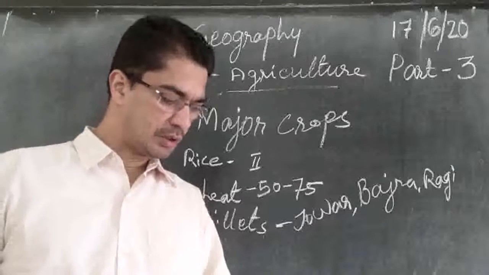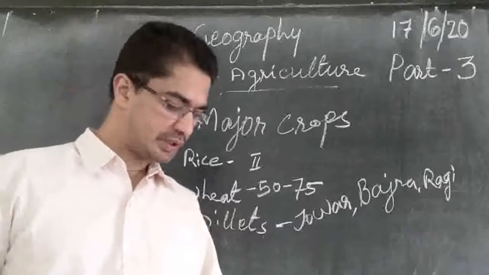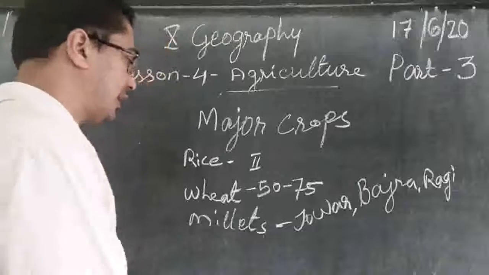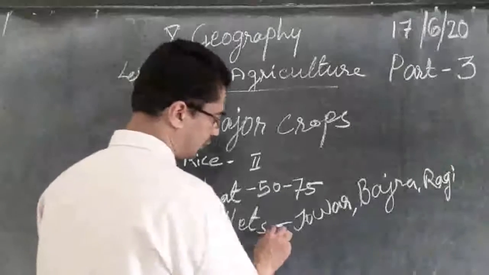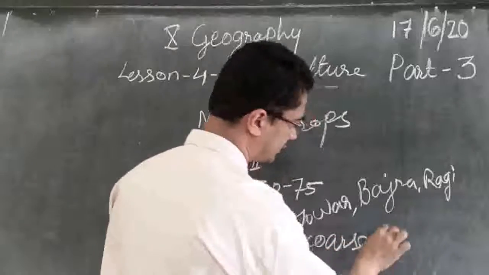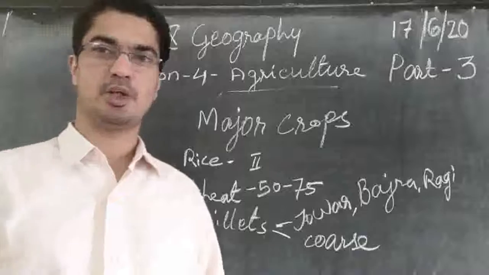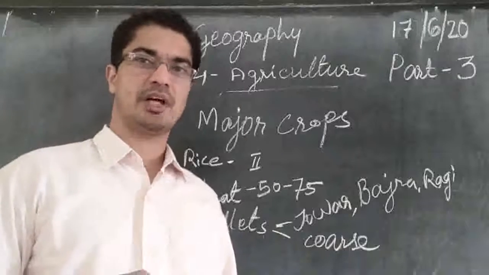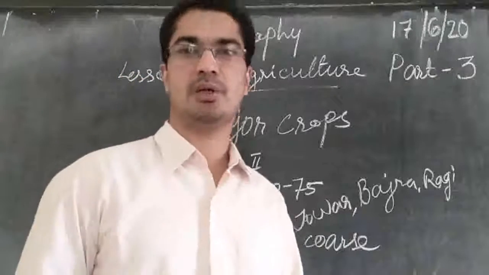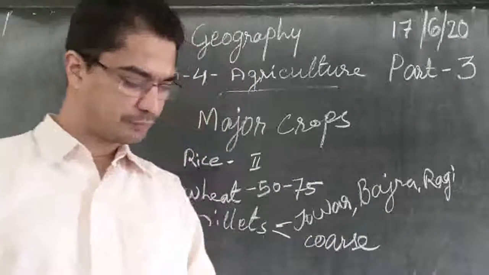Then, though these are known as coarse grains, they have very high nutritious value. So what are the features of this? They are very coarse. Coarse means very hard. These food grains are very hard, but though they are very hard, they have got very high nutritious value. It contains a lot of nutrients.